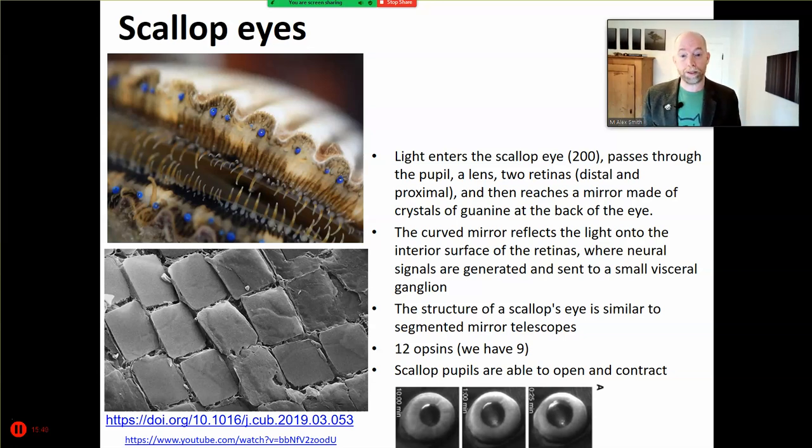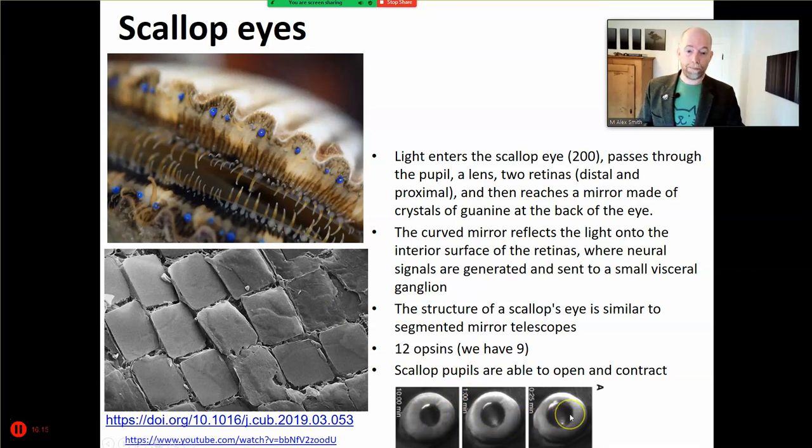It looks much more like what modern segmented mirror telescopes look like. In terms of photoreceptive capacity, they have 12 opsins, we have 9. So even though they probably are seeing things within blue-green because they're underwater, they potentially are seeing colors that we cannot see. And one of the neat things about this most recent study is that it demonstrated that pupils are able to open and contract.